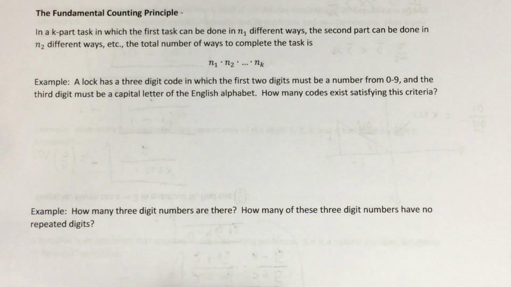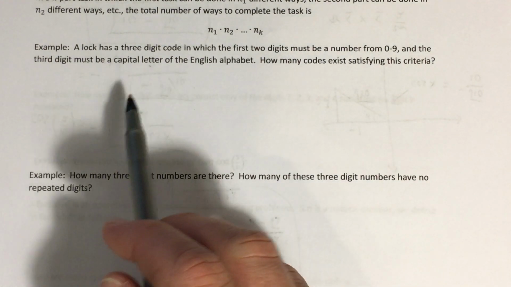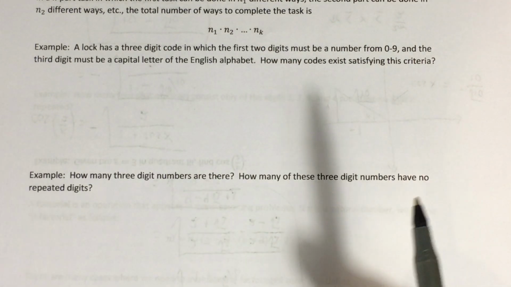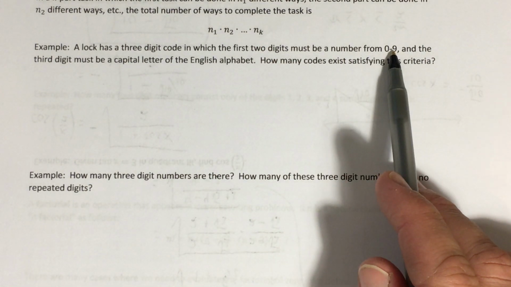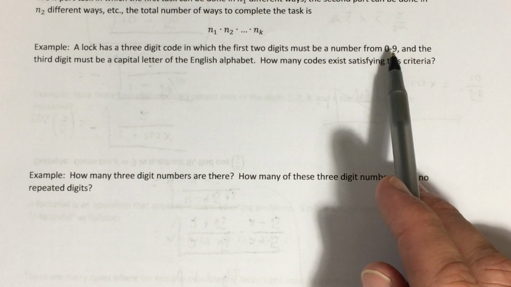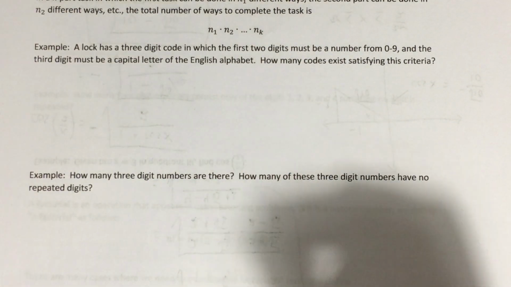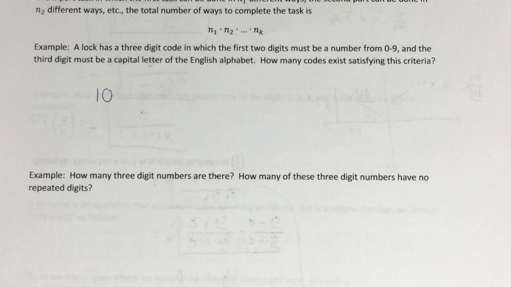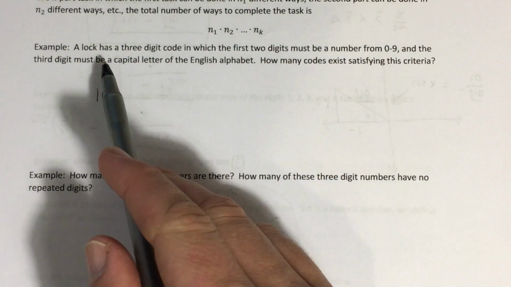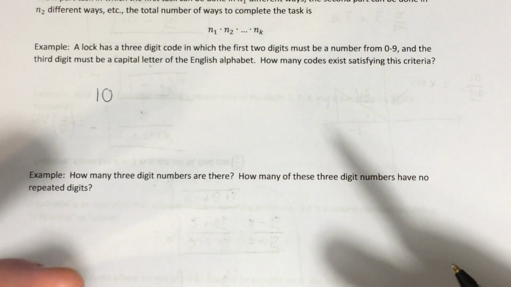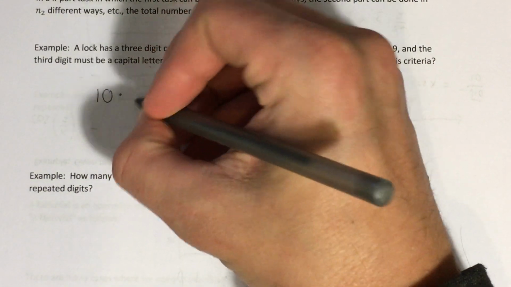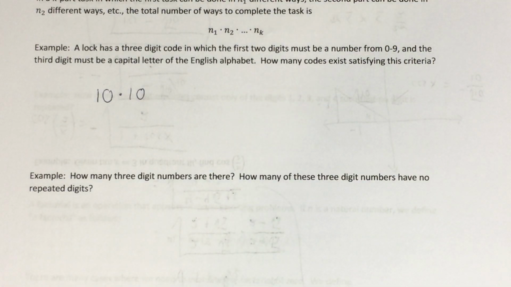So instead, we just need to consider the total number of ways of accomplishing each part of this task. So again, the first 2 digits must be a number from 0 to 9. There's 10 digits from 0 to 9. 0, 1, 2, 3, 4, 5, 6, 7, 8, 9. That's 10 digits in total. So for my first digit, I have a total of 10 different possibilities that I can choose from. Once I've chosen that first digit, I then need to choose a second digit. And notice, there's nothing in this description that says that we can't use the same number for our second digit as we did for our first.